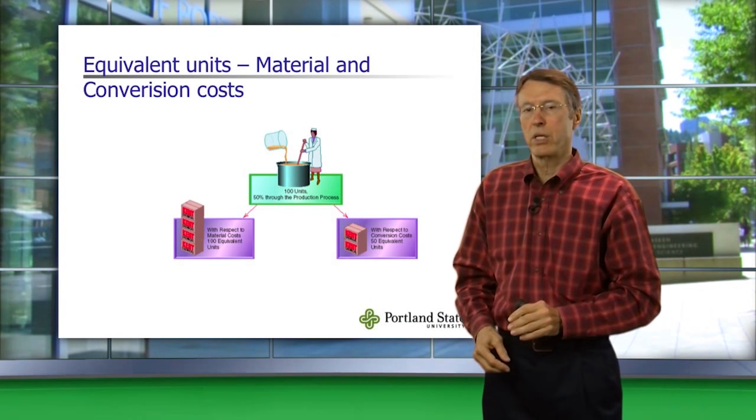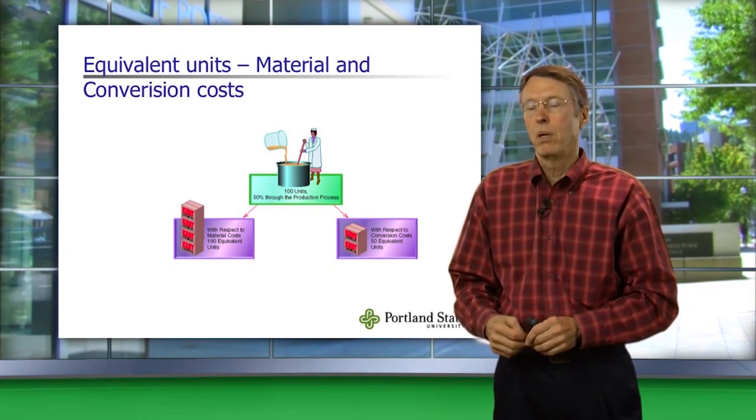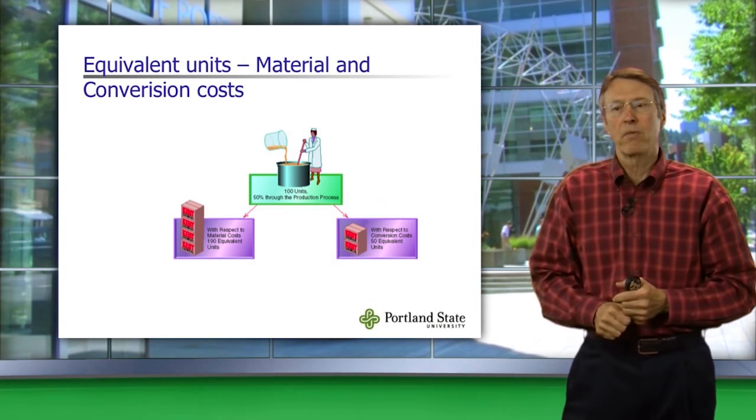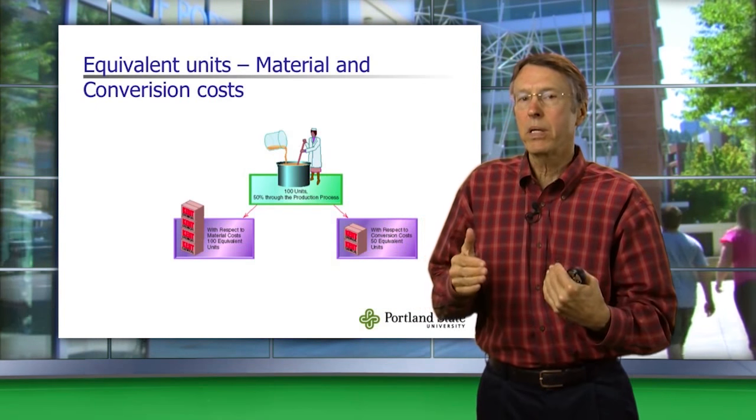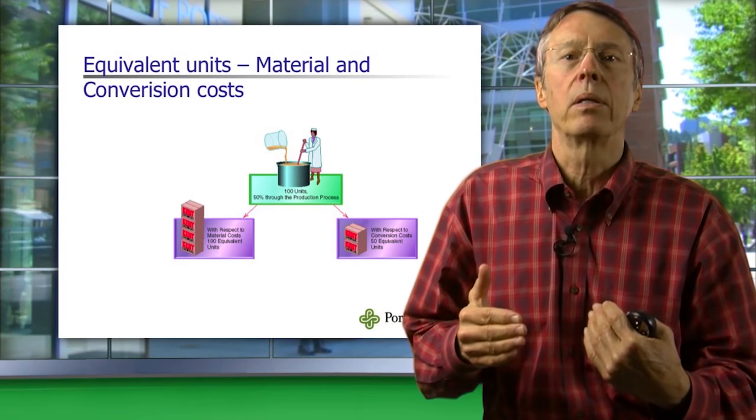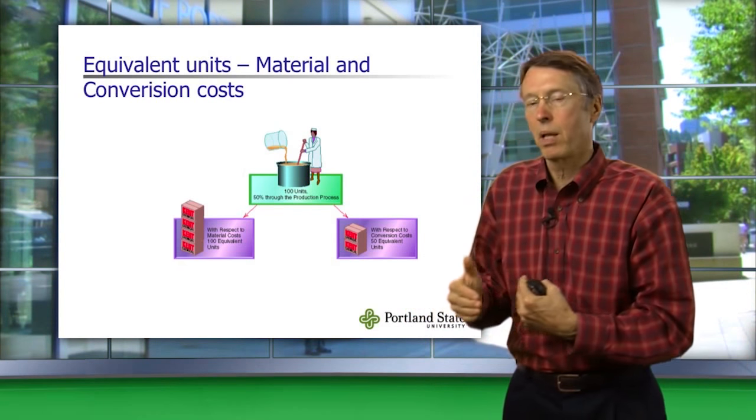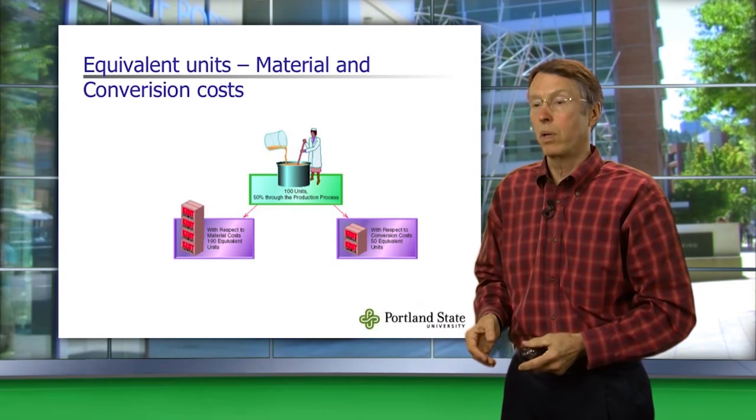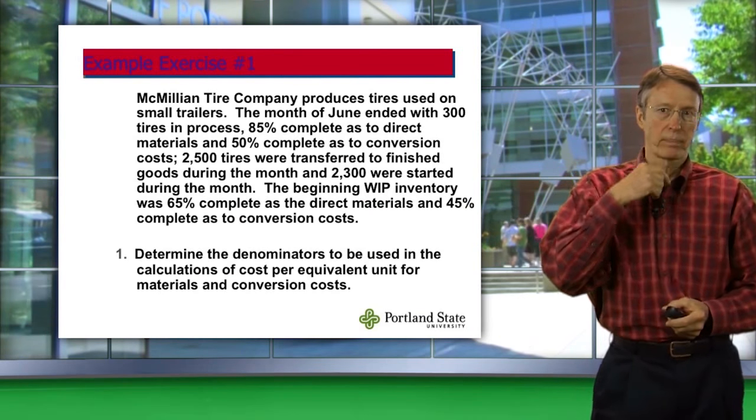If you look at this little example here of the material and the conversion costs, we've got the stuff being poured into the vat, we've got the person stirring the vat, and we've got material complete, which is essentially 100 equivalent units, but it's only 50% of the way through the process, so the actual labor equivalents are only 50. Here's an example of a tire company.